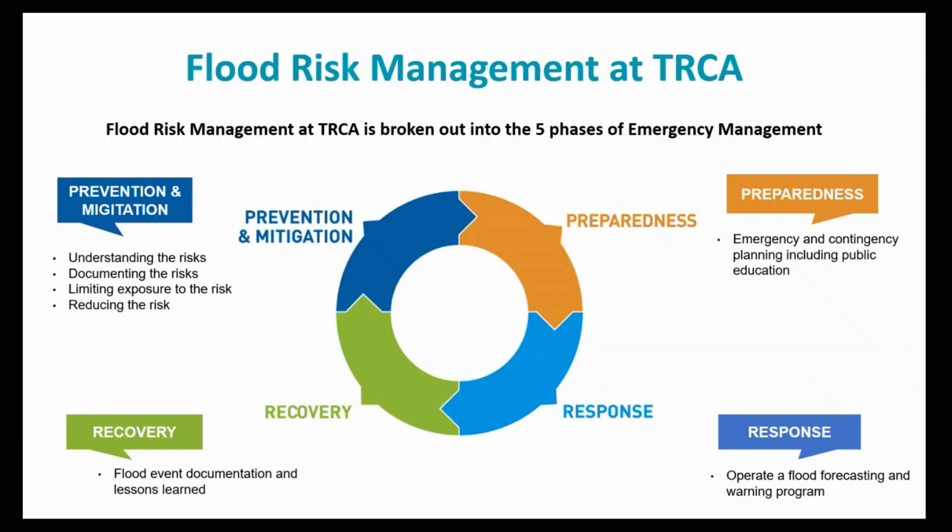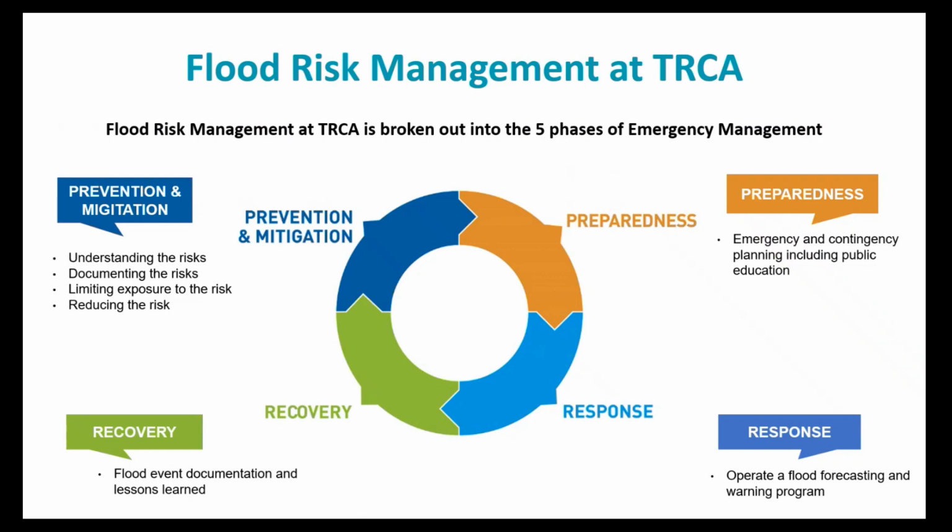Flood risk management at TRCA is broken out into the 5 phases of emergency management: prevention, mitigation, preparedness, response, and recovery. A lot of our work here at the Conservation Authority is focused in the prevention and mitigation, as well as the preparedness phases of this. The Conservation Authority's role is not in the true sense of response, as in boots on the ground, but rather in an advisory capacity to our municipal partners as technical experts.